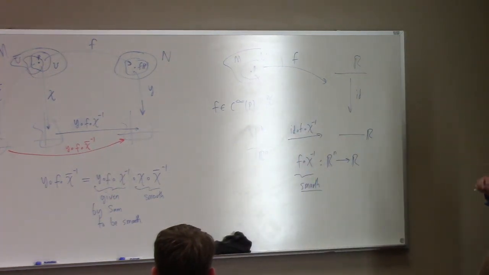So this is what it means for a function on a manifold to be smooth. It means that its local coordinate representatives are smooth. So how do we differentiate a function on a manifold?